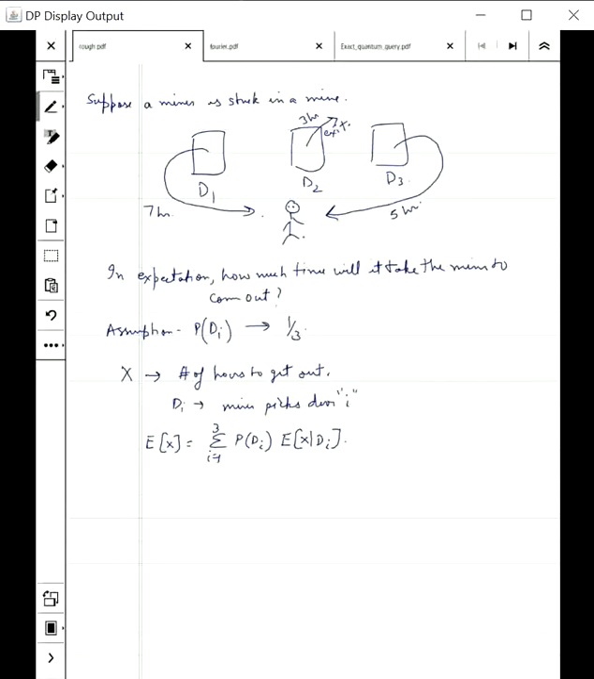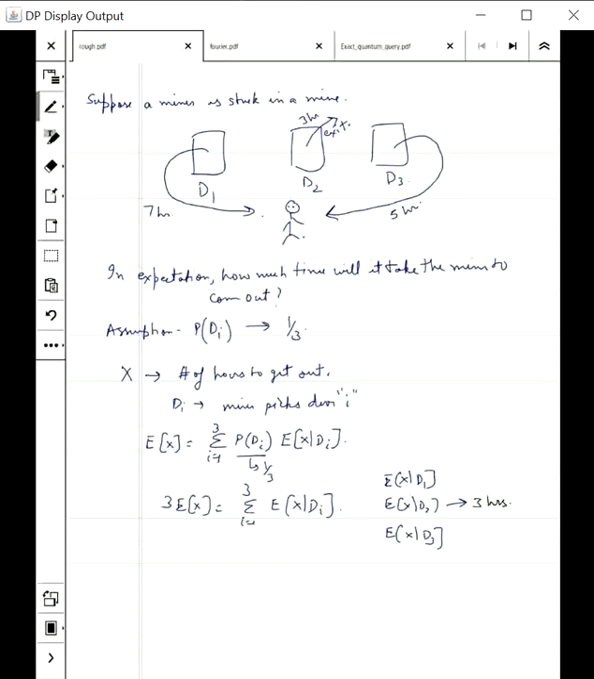In this case, the probability of Di is 1 by 3. So we get 3 times the expectation of X is equal to the summation from i equal to 1 to 3 of the expected value of X given Di. So now our problem translates to calculating this quantity. What is the expectation of X given D1, given D2, and given D3? The simplest one is D2. The expected value of X given D2: if he picks door D2, he definitely gets out in 3 hours. So this should be 3 hours.